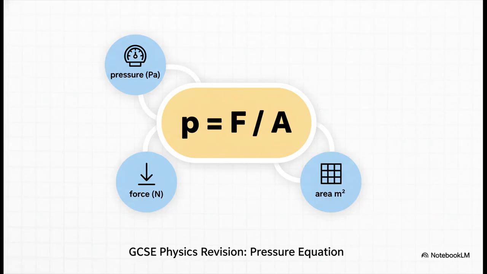And you know, in physics, if there's a concept, there's an equation for it. Pressure, or P, equals force F divided by area A. Now, getting the units right here is absolutely critical in an exam. Pressure is measured in pascals, force is in newtons, and the area must be in meters squared. Be super careful if a question tries to trip you up with centimeters.